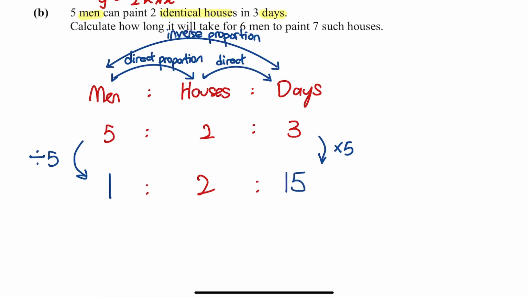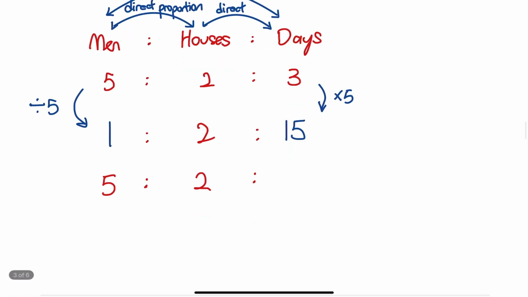Therefore from here, now I want to find, if I have 5 men and I keep houses constant, how many days will I need? So over here, from 1 man to 5 men, I multiply by 5 days, therefore I'll divide by 5.